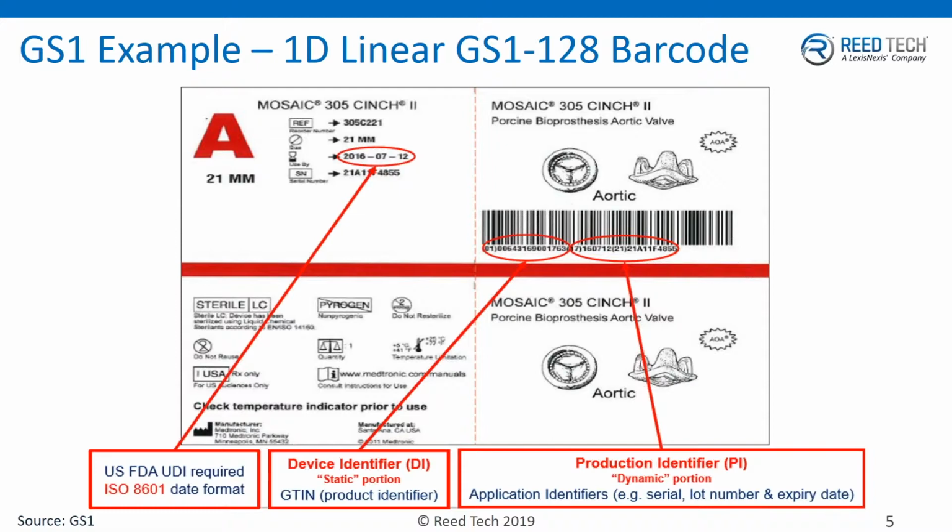You'll also notice that there are some numbers in parentheses. So the number 17 in parentheses indicates that anything after that is your expiration date. The number 10 in parentheses indicates that anything after that is the batch and lot number. And then the number 21 indicates that anything after that is your serial number.